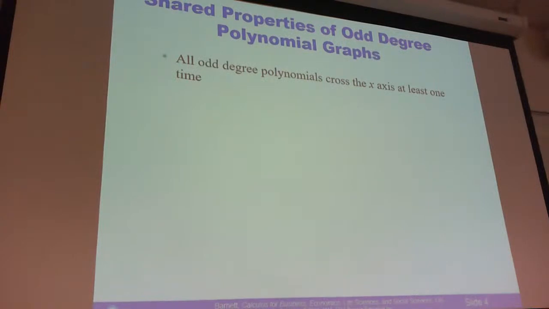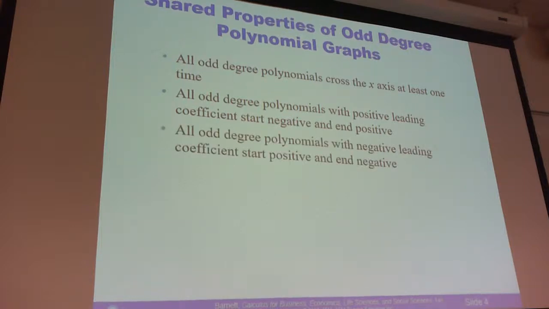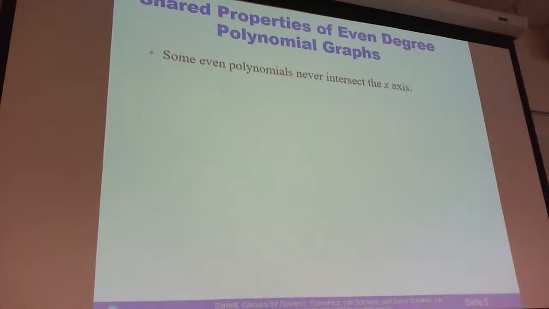If the degree of your polynomial is odd, it has some special characteristics. Odd degree polynomials cross the x-axis at least once. All odd degree polynomials with positive leading coefficients start negative and end positive. All odd degree polynomials with negative leading coefficients start positive and end negative.